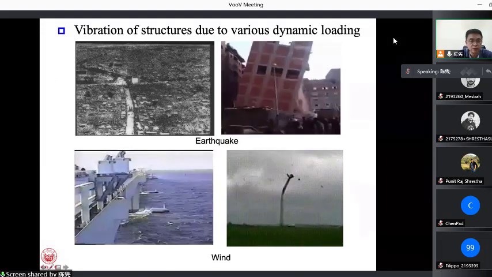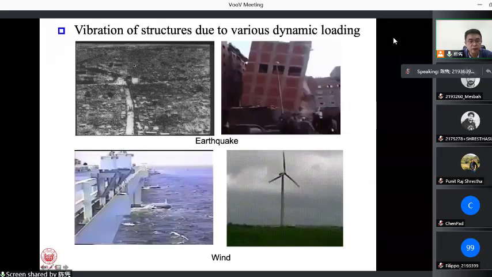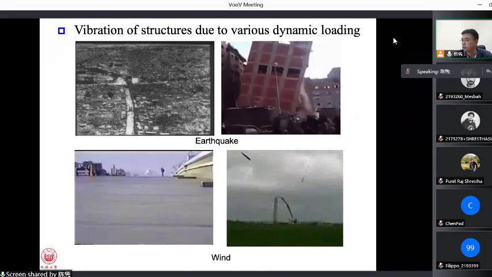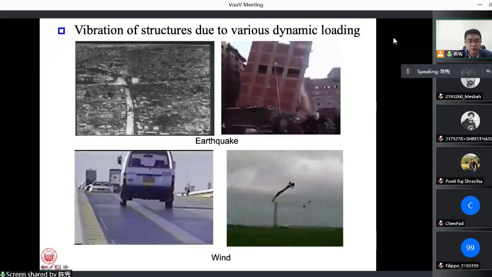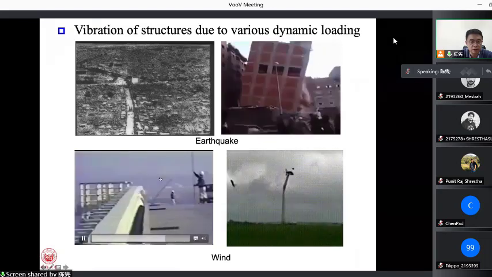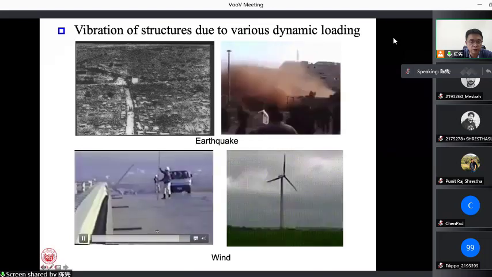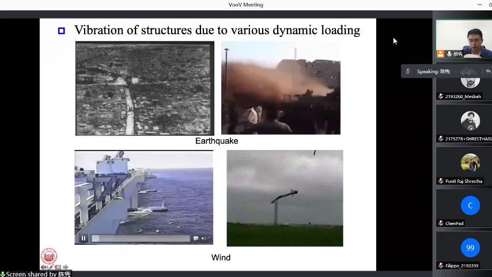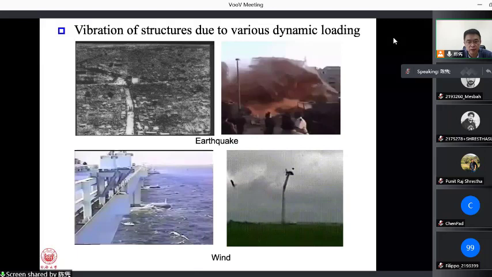You can see this is a Tangshan earthquake in China, which is a very huge earthquake causing huge damage and casualties. And this is a collapse of buildings due to earthquake. And this is wind. This is a bridge, and you can see the vertical vibration due to horizontal wind. So the wind is blowing this way, and the bridge vibrates this way. And this is wind turbine.